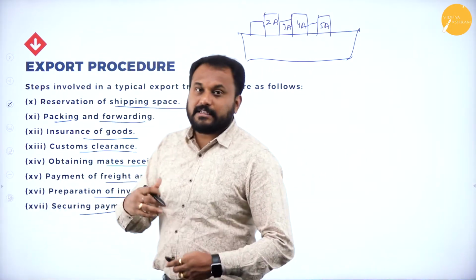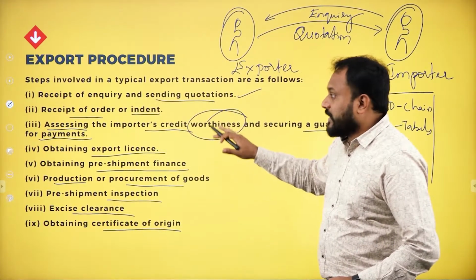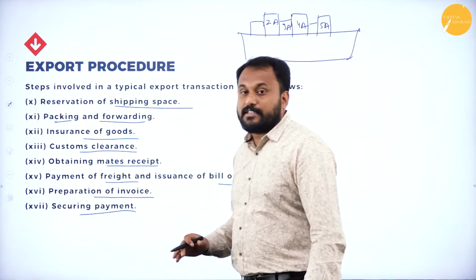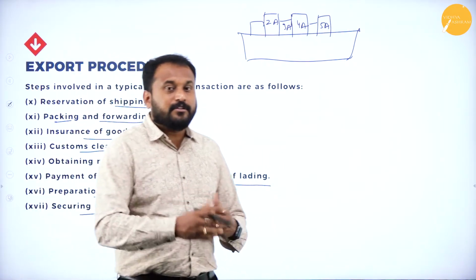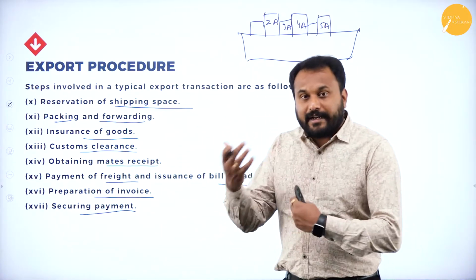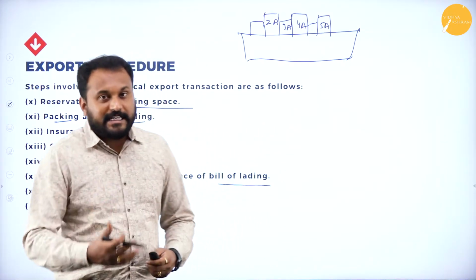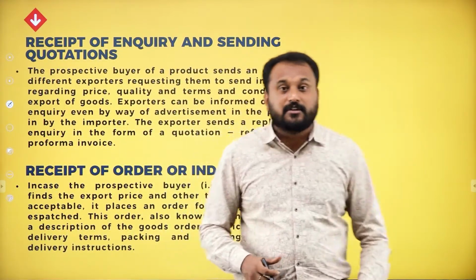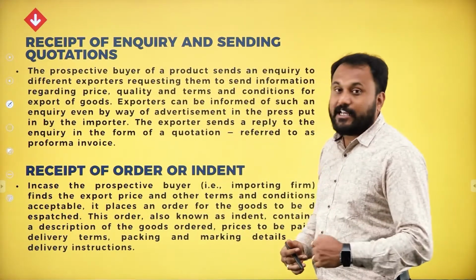Now I'll go for a quick overview. The first one is receipt of inquiry and sending quotation. Then from there till securing payment, the entire process is called the export procedure. Today I'll be explaining six of the export procedure steps, and the remaining steps I'll explain in the next session. So what exactly is the first step of the exporting procedure? The first one is all about receipts, right? Receipt of inquiry and sending quotation.